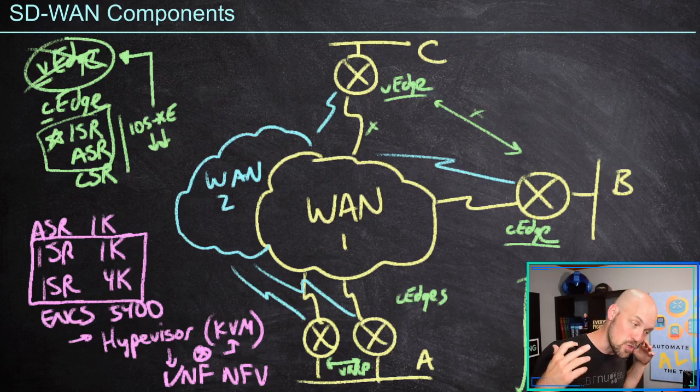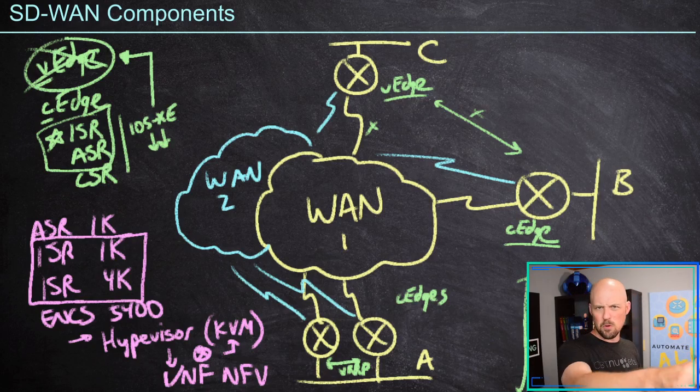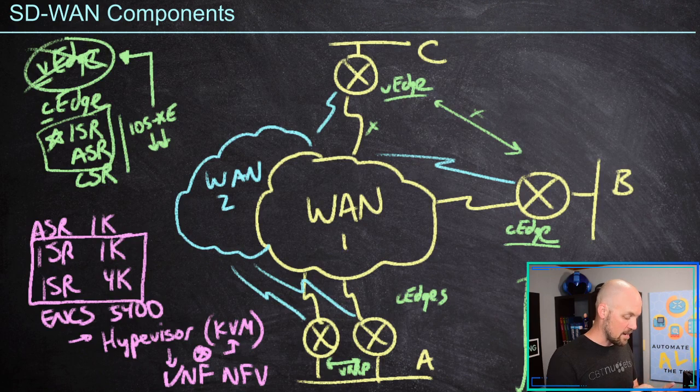But that's it. They're super efficient at routing, but you can't install a switch module into them. You can't install a server module into them. Yes, the ISRs support those. They support switch modules and servers. There's literally UCS servers you can install into the ISRs as a remote domain controller. And the biggest one, probably, for most of us, would be unified communications.